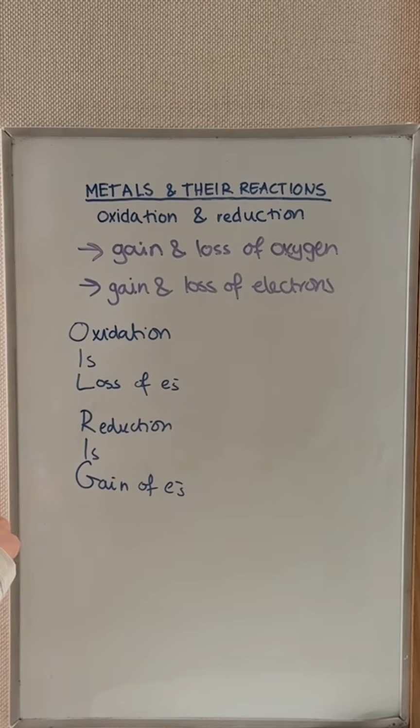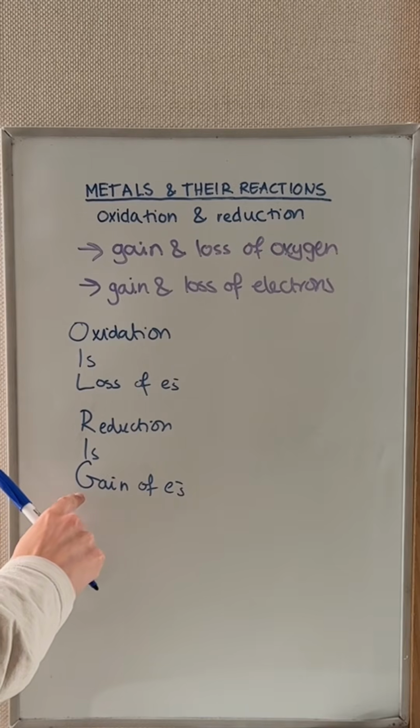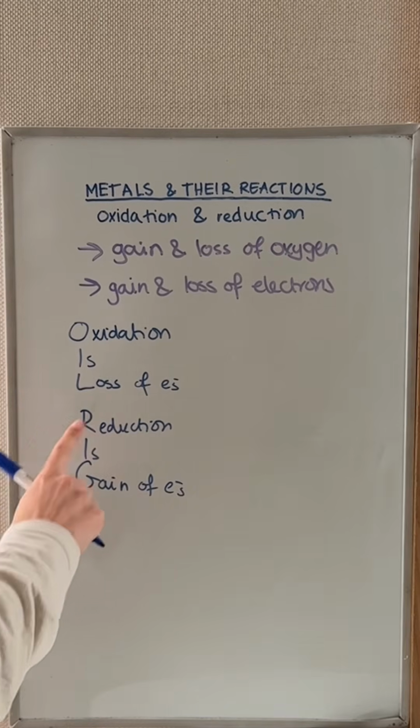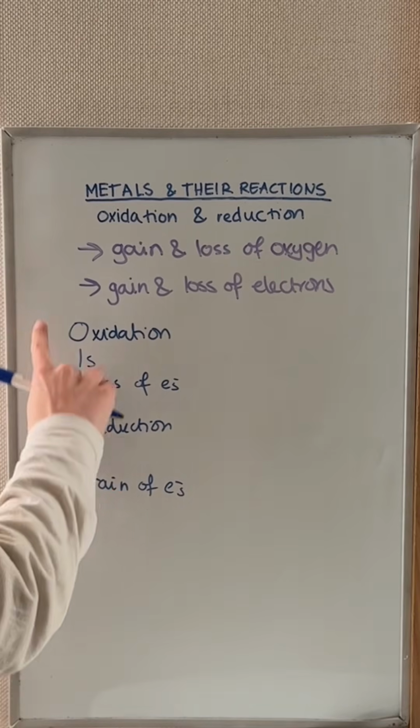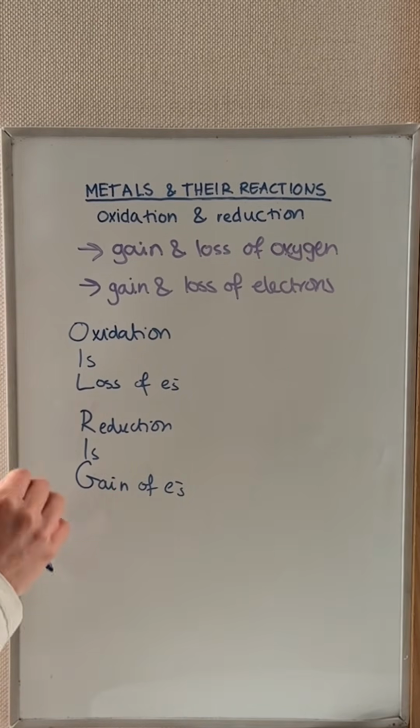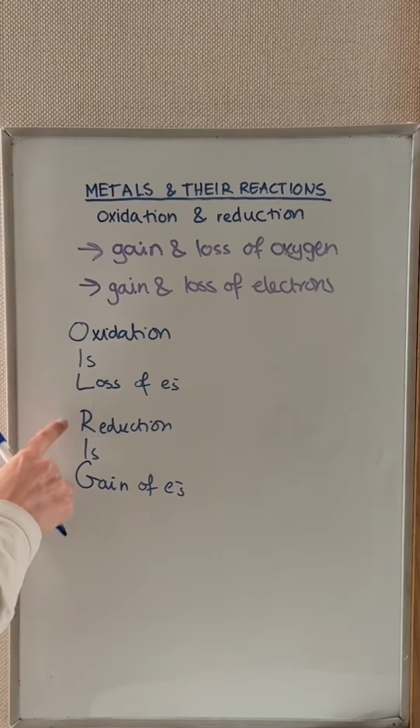So in the previous couple of videos, I showed you the definition of oxidation and reduction in terms of electrons, which is what is needed for this part. So oxidation is the loss of electrons and reduction is the gain of electrons. And you can remember this by remembering the term OIL RIG.